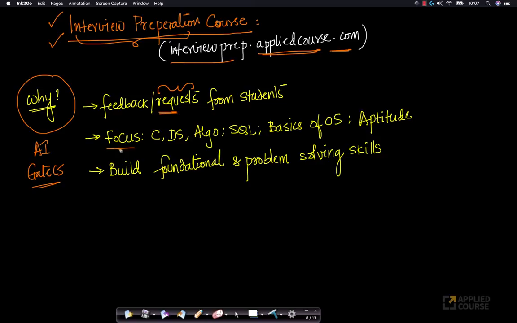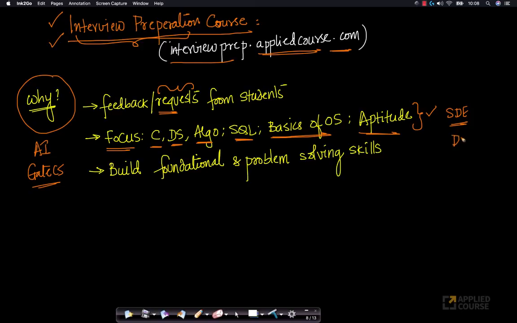So the focus of this course itself will be on C programming, data structures, algorithms, SQL, some basic concepts in operating systems and aptitude, because these are the typical concepts that are given most focus in any type of software engineer interviews. Again, some of these concepts are important not just for software development engineer roles, but also for other related roles.